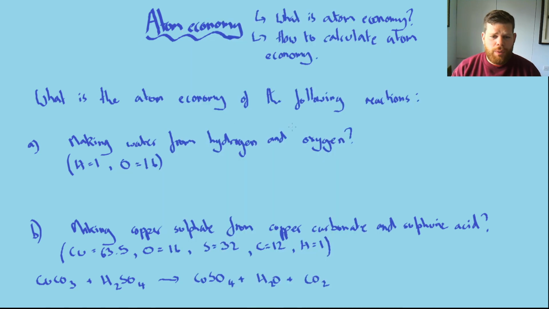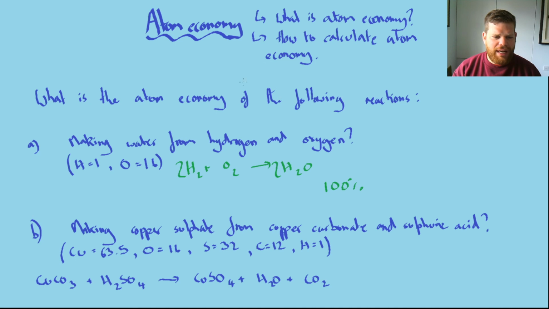So let's talk through each question. First off, what's the atom economy of the following reactions? Making water from hydrogen and oxygen. Well, the first thing you had to do here was write out the equation for making water from hydrogen and oxygen, and hopefully realize just by looking at the equation that this is 100% atom economy, because all of the atoms on the left-hand side make our product that we're after on the right-hand side.